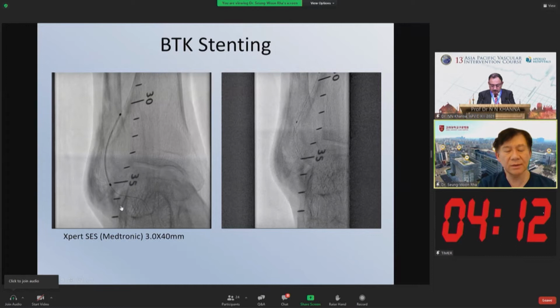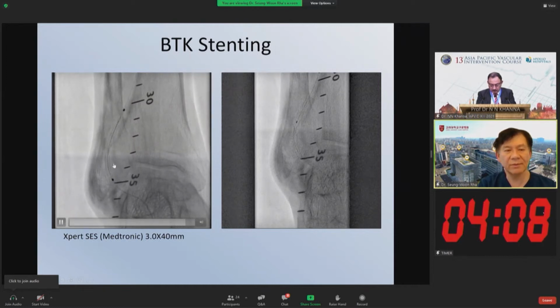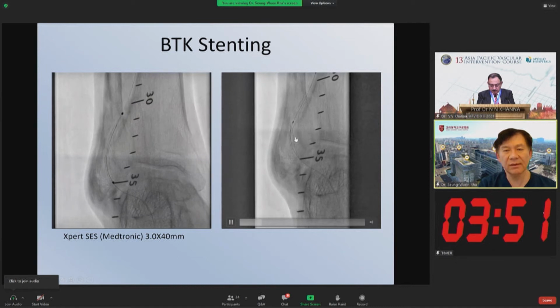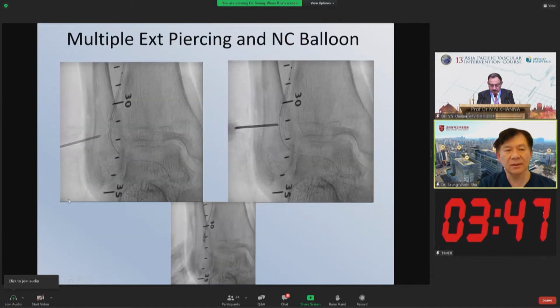At that time, self-expanding and balloon expandable BTK stents were available in our country. So for educational purposes, because this is critical limb ischemia, to show how the BTK focal piercing technique works, I intentionally deployed this BTK stent. You can see this focal unexpanded stent, and a retrograde puncture technique is required.